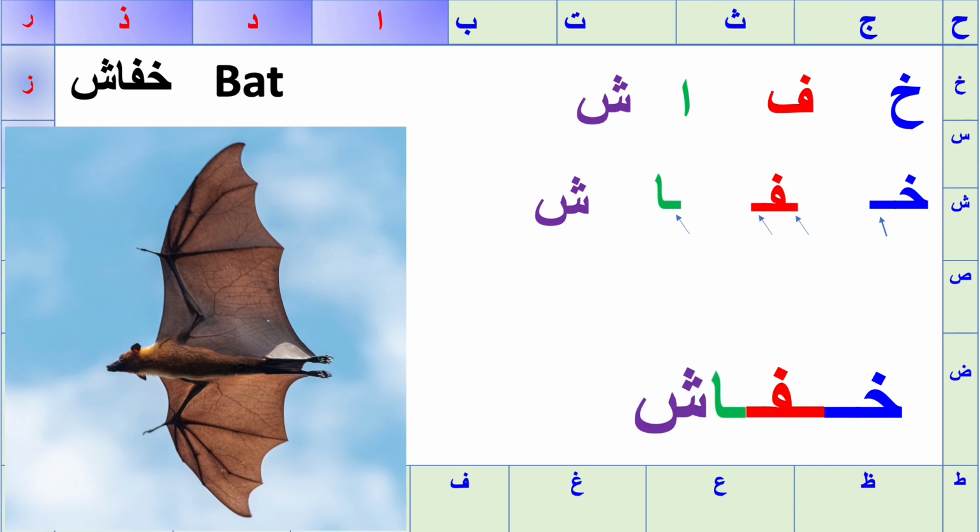So we have looked at the various forms for the letter sheen. We have looked at how it is written at the beginning, in the middle, and at the end. This brings us to the end of this lesson.